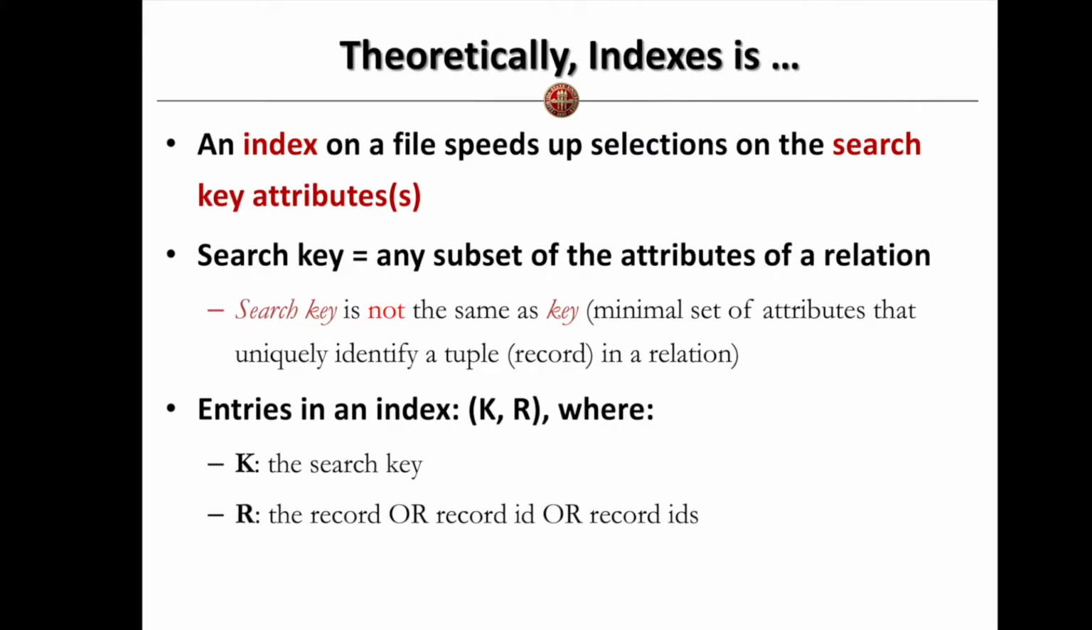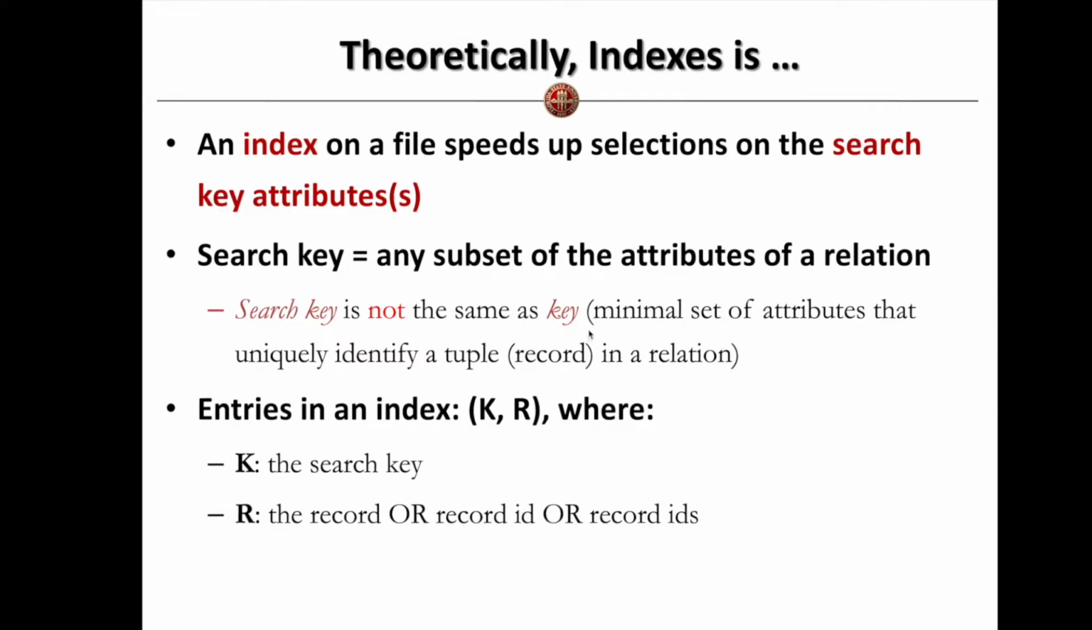In other words, an index can help us speed up the selection, the search of some desired attributes, in database systems. Here, the search key equals any subset of the attributes of a relation. If you still remember, we do a selection with some conditions. This condition describes the matching desired properties of the attributes. So the search key is not the same as the keys.